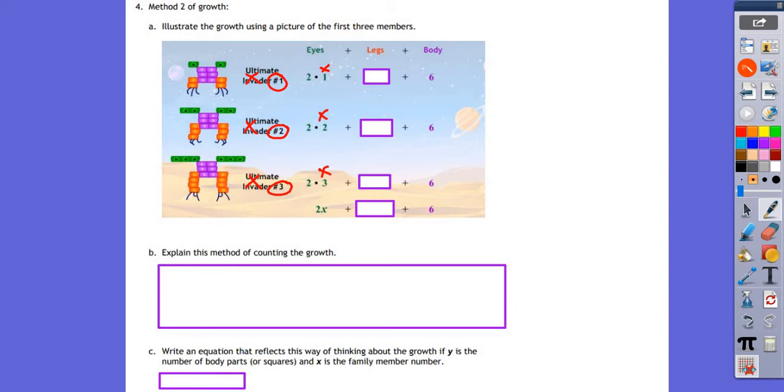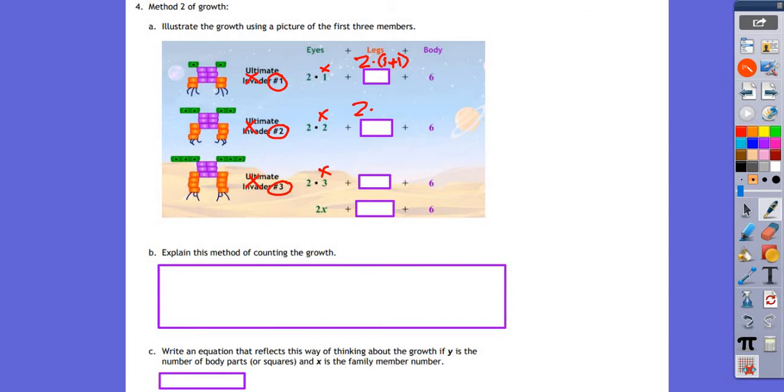Well, let's skip and look at Invader 2. How many legs does Invader 2 have? 6. So I need to multiply it times a 2. 3 times 2. So what number stayed the same from here to here? 2. So 2 times something, but 2 times 2 doesn't work out here, right? It's 2 times 3. This one was a 2 times 2, right? But I needed it to be a 1.